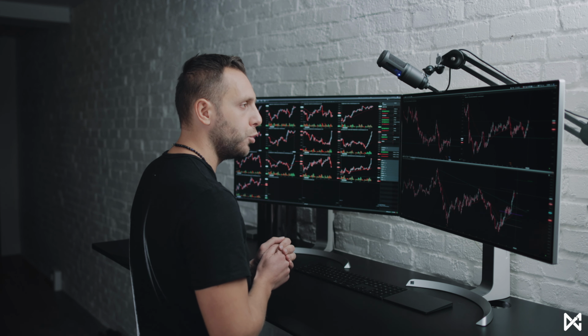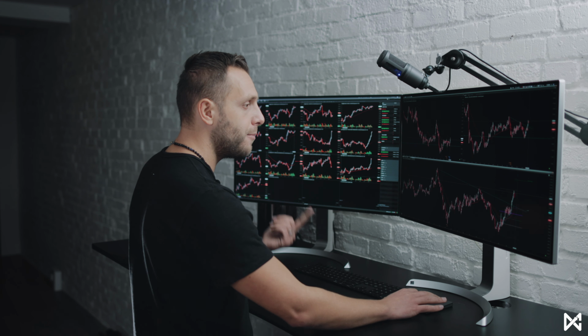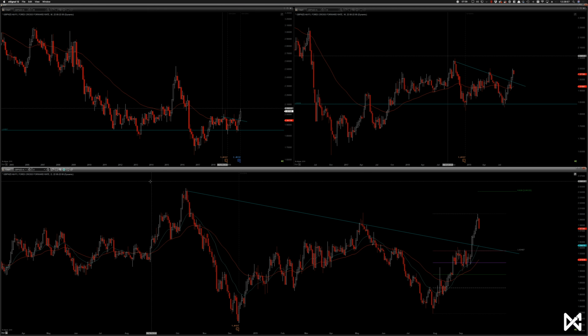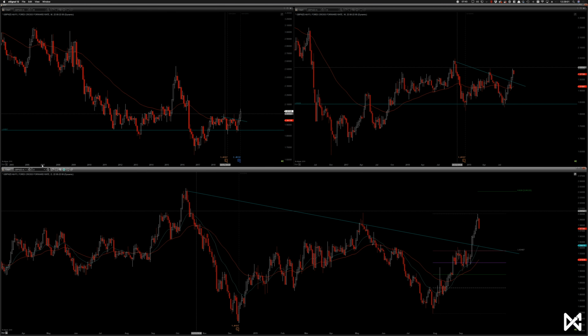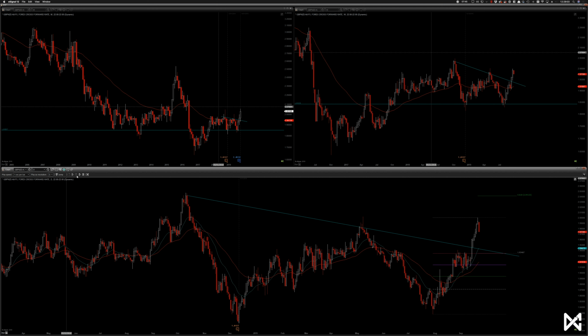Now we're looking for a pullback. Since this is a swing trade, it might take a few weeks. So let's see how long this develops, and then we'll drop down to the actual execution. So now we're waiting. We analyze our charts, let's say on a Sunday, right? This is pretty much Sunday, this is Monday right here. So we analyze our charts, now we're waiting for the setup to develop.